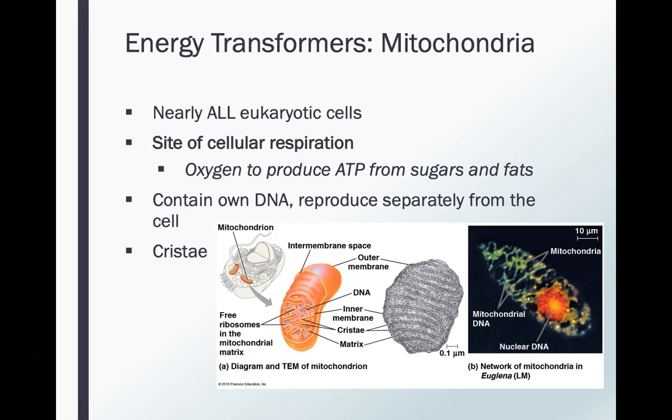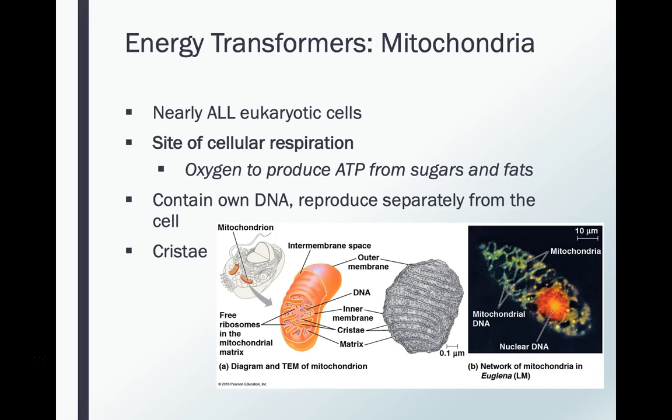Mitochondria use oxygen to do this, and we will talk about this process a little bit later. So I'm not going to talk too much about the process of cellular respiration, the idea of breaking down sugars or fats to produce ATP. And we're actually going to talk about the structure just a little bit because we'll come back to this one as well. Mitochondria are important because they contain their own DNA and they reproduce separately from the cell. So they're sort of special organelles.